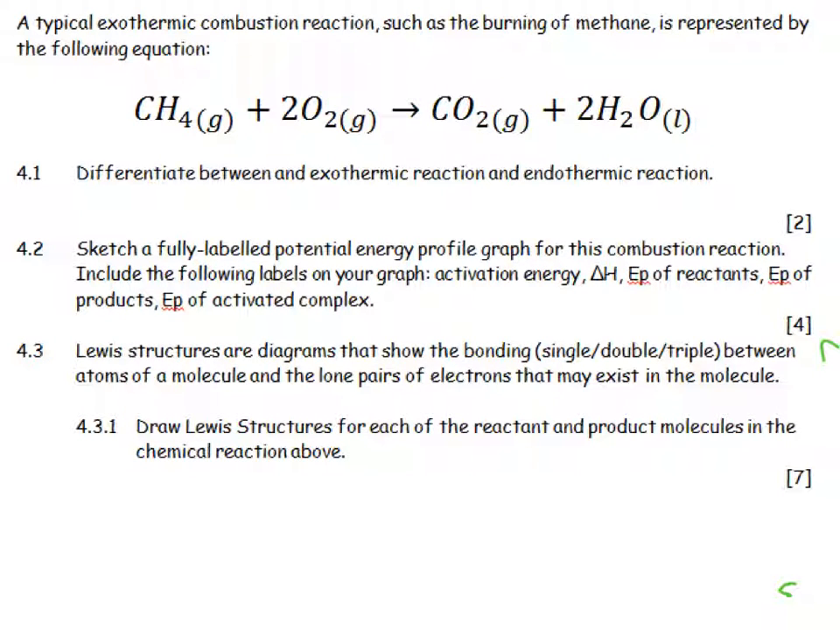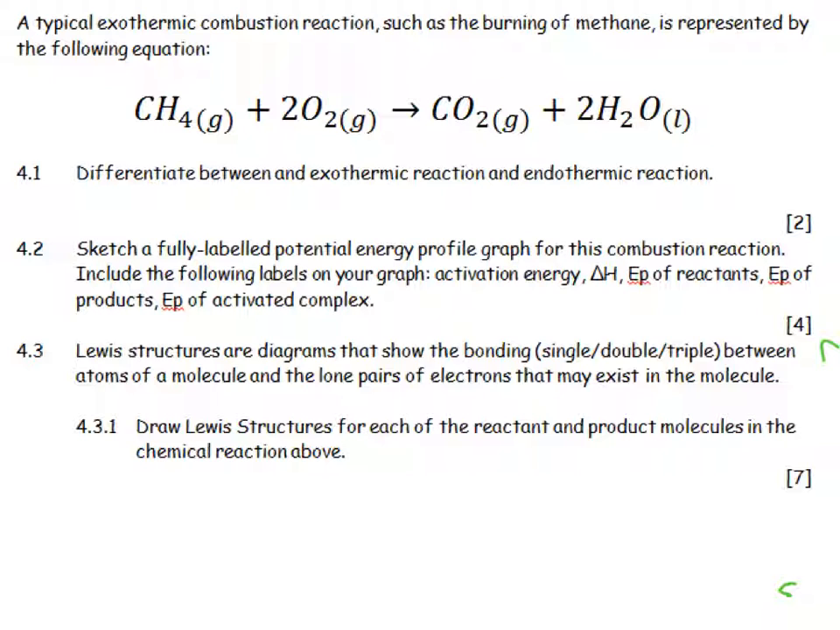A typical exothermic combustion reaction, such as the burning of methane, is represented by the following equation. And you're given the equation. Differentiate between exothermic and endothermic reactions. An exothermic reaction is a chemical reaction that releases energy, and an endothermic reaction is a chemical reaction that takes in energy. Sketch a fully labeled potential energy profile graph for this combustion reaction.